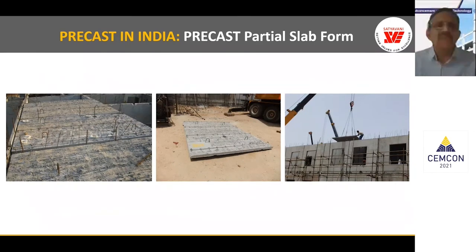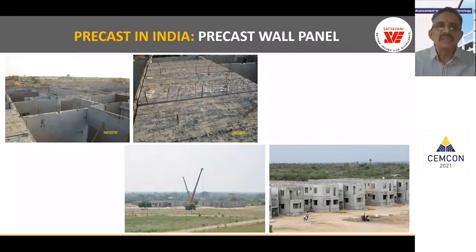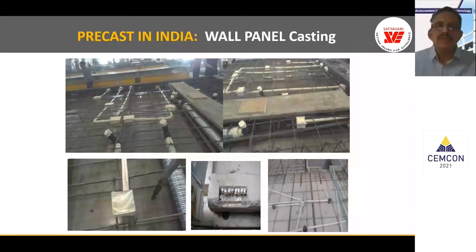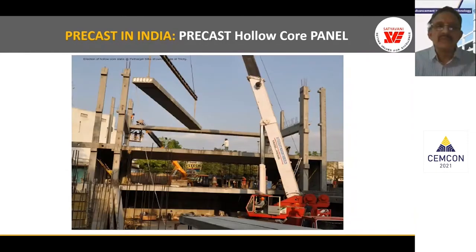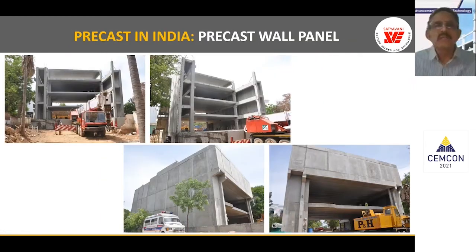And this is the partial slab form, where we can do partial precast and partial in situ with the solid wall slab panel also. And precast staircases and precast wall panels, and column and beam precast with the joints. And this is the wall panel casting typical photograph, and the hollow core panel erection you can see. And this is the aesthetic finish. We have acid finish and a texture finish, and this kind of aesthetic treatment of the windows is also possible.